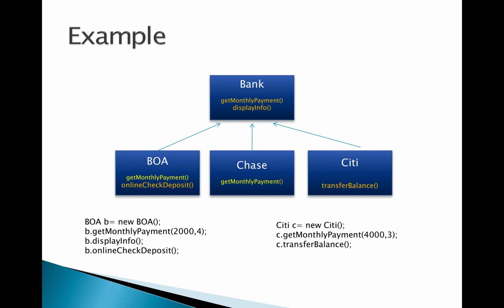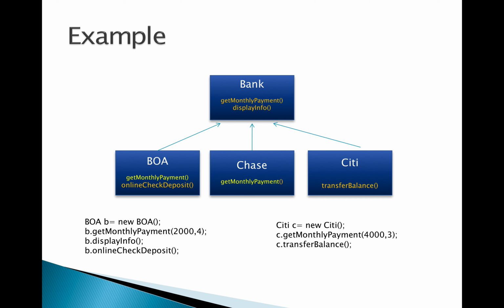Next, let's say we have created an object for City. So City c equals new City, and then c.getMonthlyPayment 4,000 in 3 years. Now again, what is going to happen here is getMonthlyPayment is going to try to call the getMonthlyPayment method in the City class, but there is no such method. So what is it going to do? It is going to call the parent class method, which is getMonthlyPayment from the Bank.